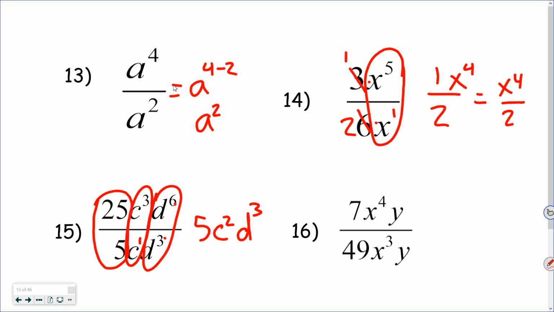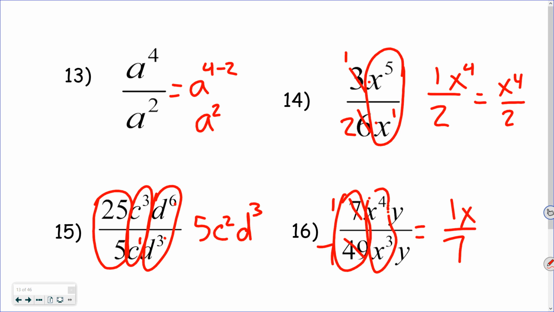On 16, the 7 over 49, right, that doesn't come out to be a whole number, but we can reduce it. 7 divided by 7 is 1. 49 divided by 7 is 7. So just simplifying a fraction like we've done. So there's my fraction. And now I'll work down through these. X to the fourth over x to the third. That would be the base goes on top always. You subtract the exponents. 4 minus 3 is 1.